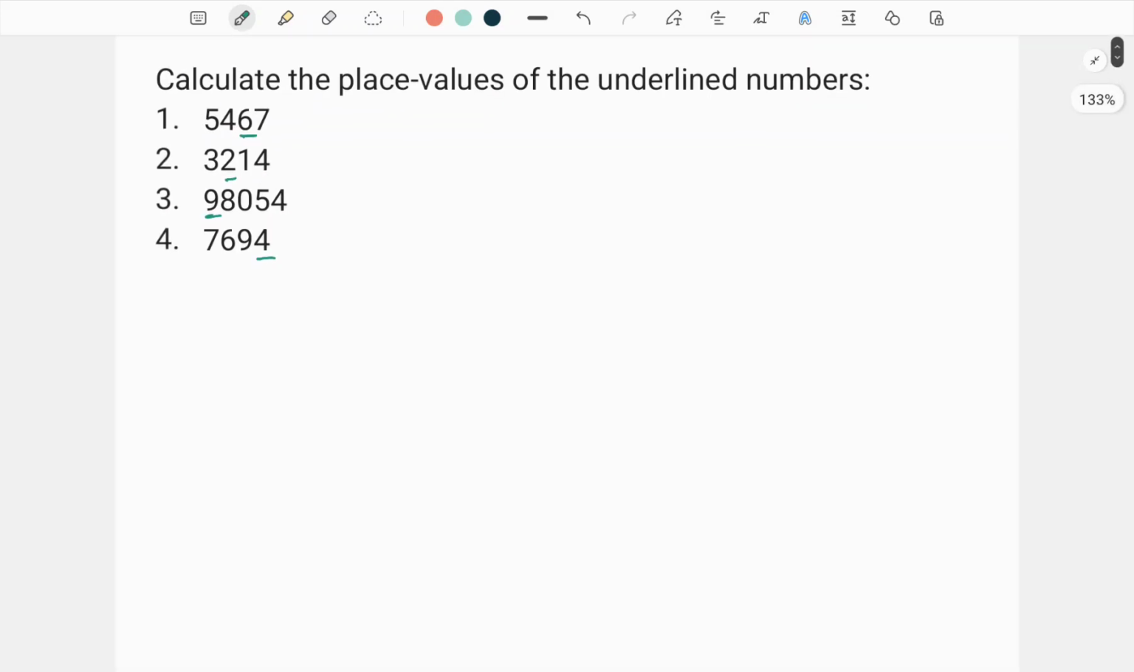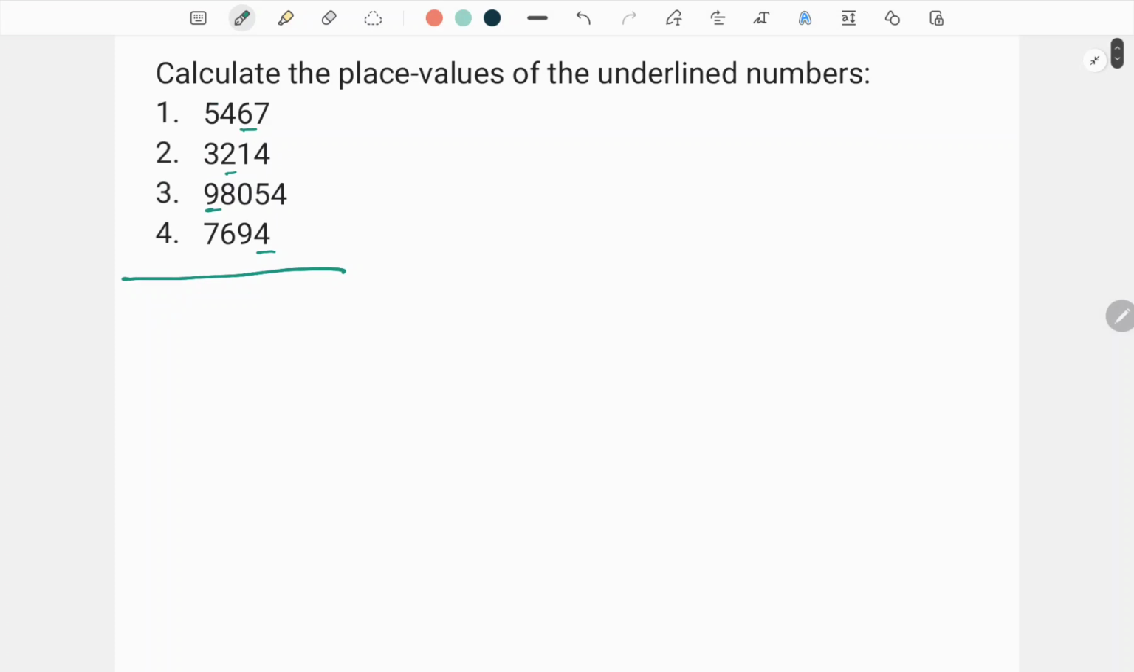Let me just expand this a little. So let's go through a couple of examples here and then talk in a little detail about what the place value is. Right, so it says calculate the place values of the underlined numbers. Let's take the first example here. The number is 5467 and they're asking for the place value of 6.